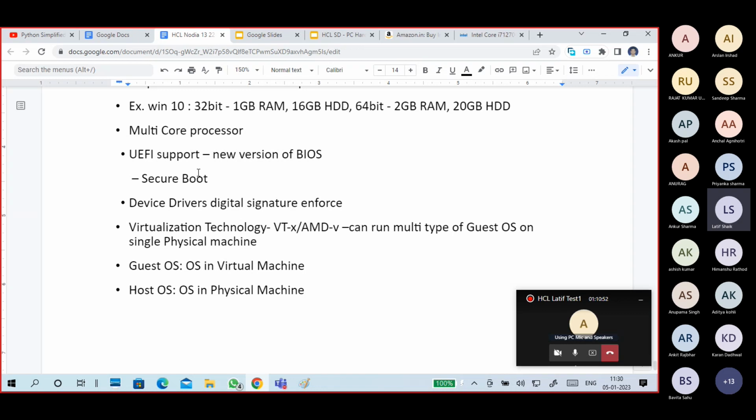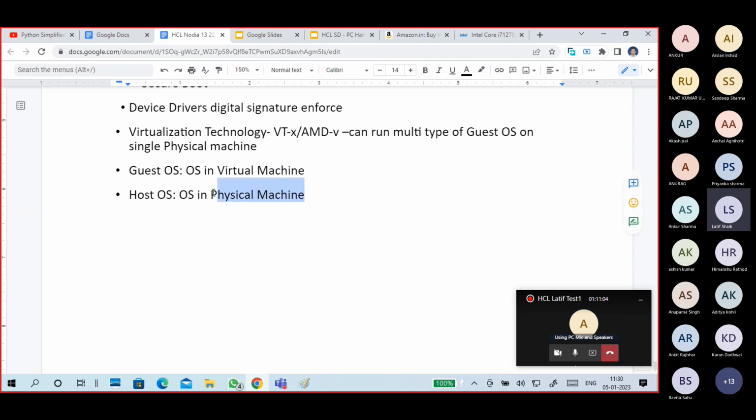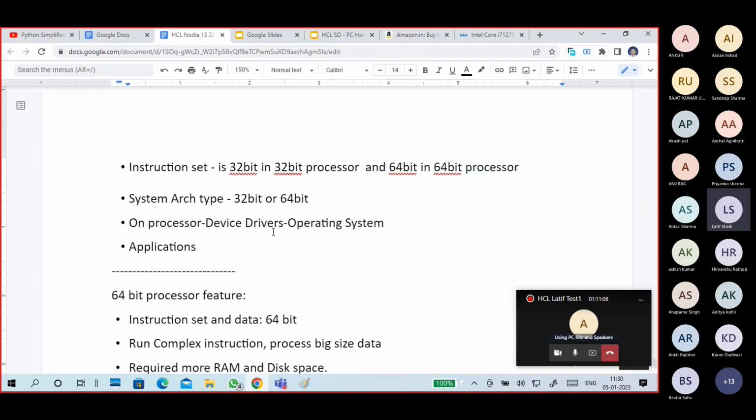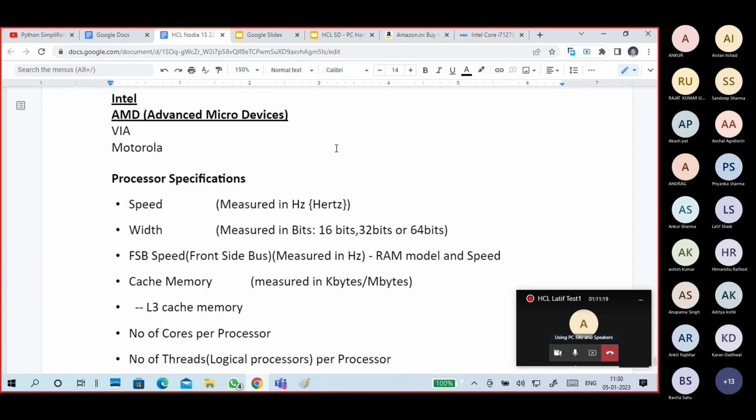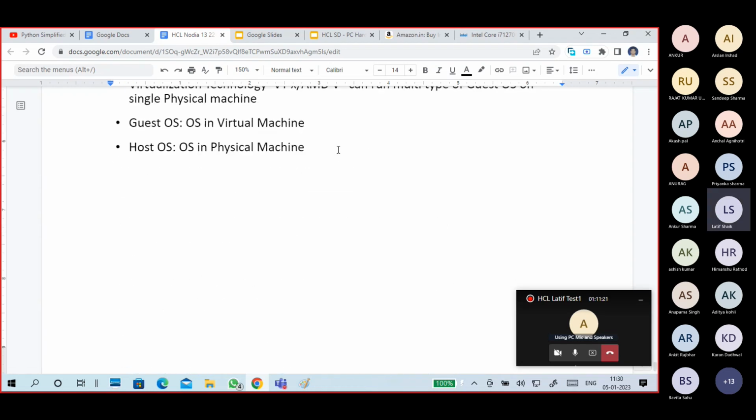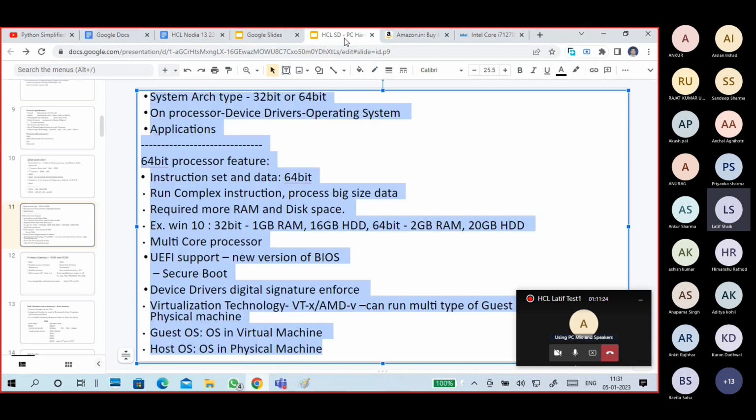Virtualization technology: 64-bit virtual machines we can run on the machine. Okay, so virtualization technology is supported in 64-bit. The OS in the physical machine is called the host OS. The OS in the virtual machine is called the guest OS. So that is the point I added here. Not important here, but important in a different manner. Okay, so this is the difference between 32-bit and 64-bit.